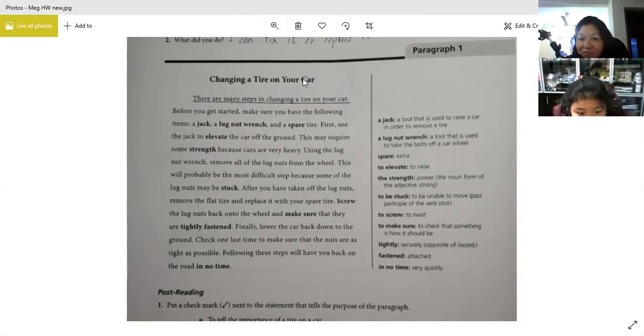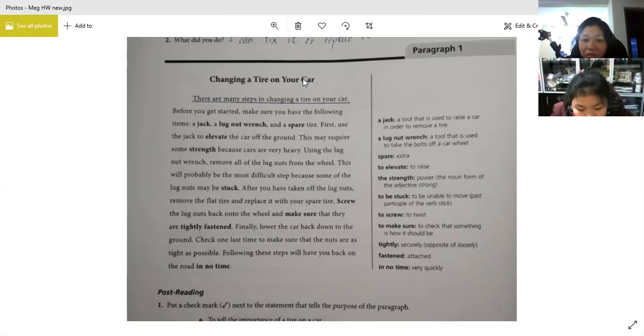Remove the flat tire and replace it with your spare tire and screw the lug nuts back into the wheel and make sure that they are tightly fastened. Fasten. The next one is to remove the tire. Remove the tire and put in the new tire. That would be number 5, right? Yes.